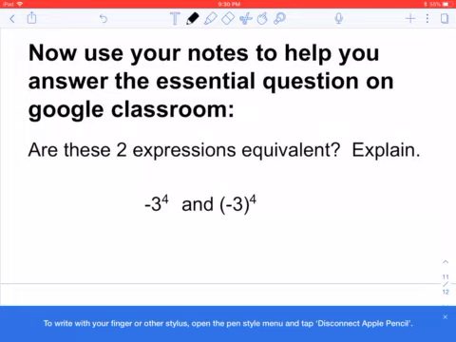Remember, you've got today, you've got tomorrow, and you even have Friday to work on these 2 things left to do. The summary, answering this essential question, and then the short practice.